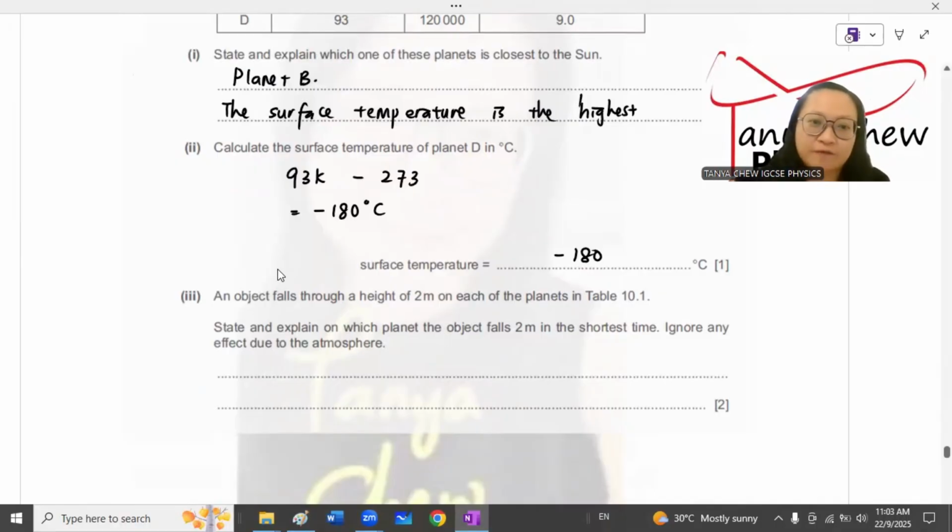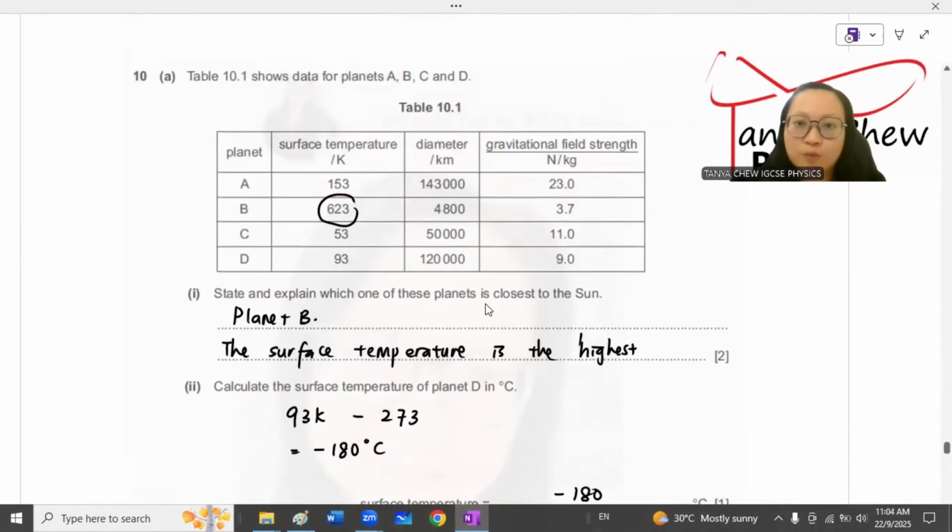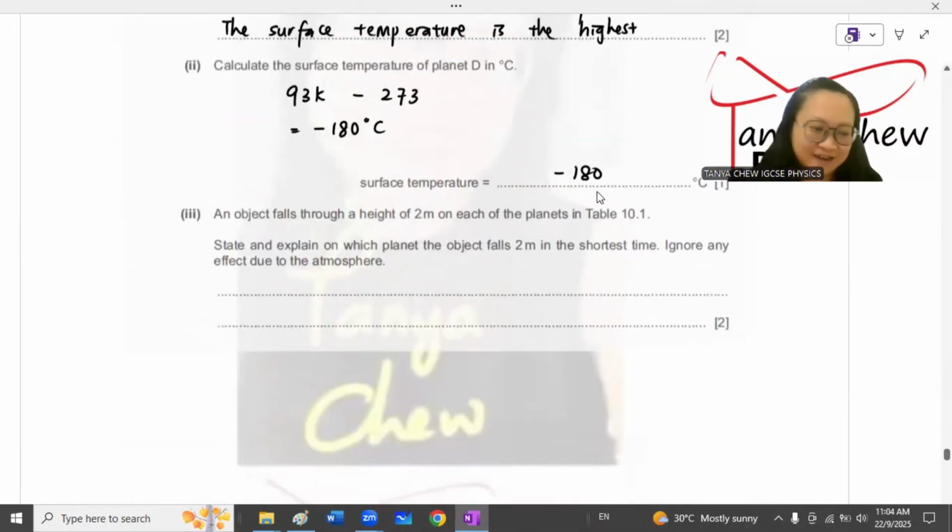And the third part, an object falls through a height of 2 meters on each of the planets in table 10.1. State and explain on which planet the object falls 2 meters in the shortest time. Ignore any effect due to atmosphere. I would say that shortest time is A. Why? Because A has the strongest gravitational field strength, so it would drag down the object very fast, right?